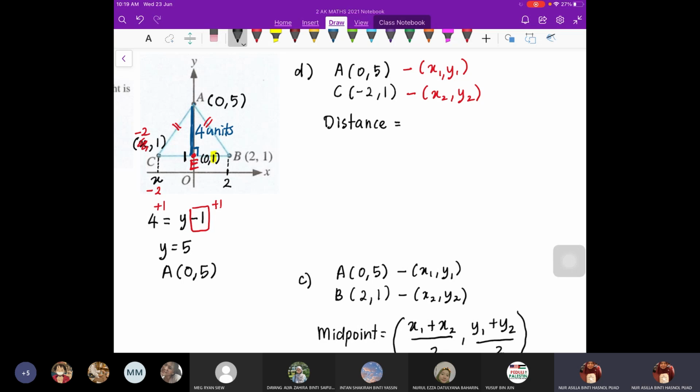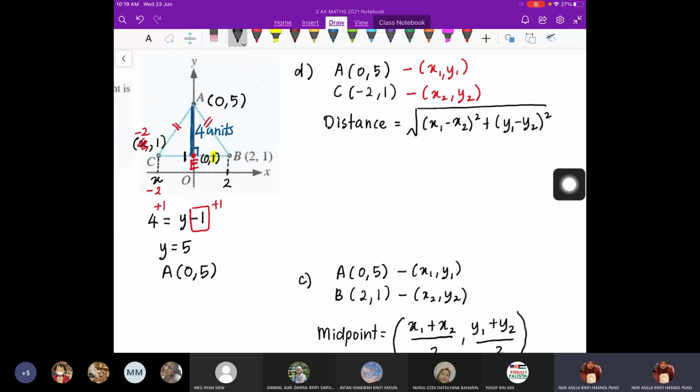Okay, equal square root. X1 minus X2 square plus Y1 minus Y2 square. Ini pun boleh jadi X2 minus X1, Y2 minus Y1 pun boleh, as long as dalam ni tolak, kat luar ni kita tambah.